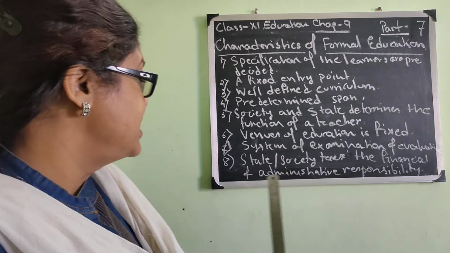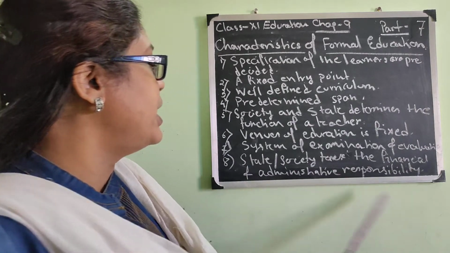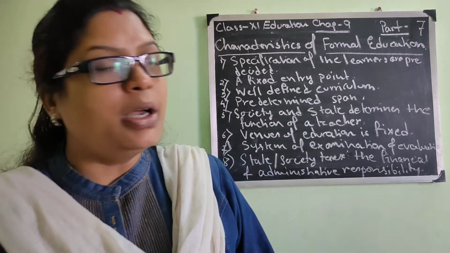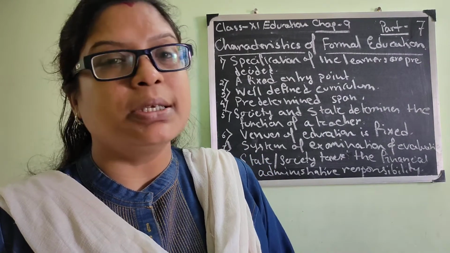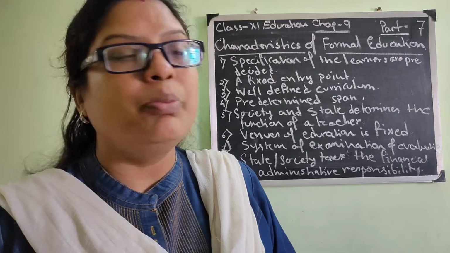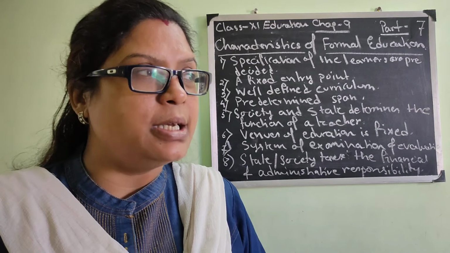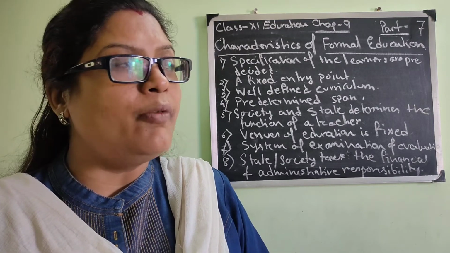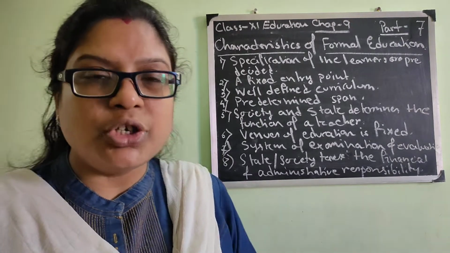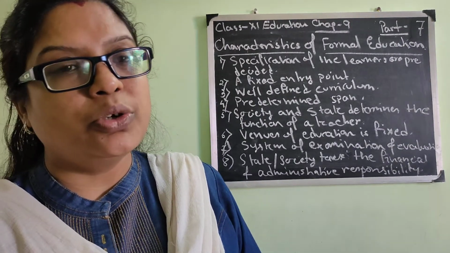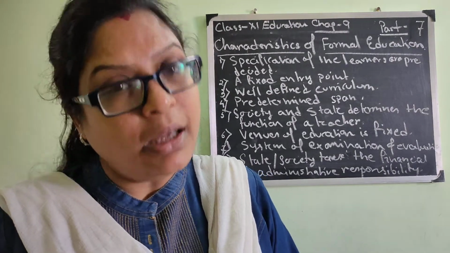Okay, next is the final one. State and society take the financial and administrative responsibility of the institute of formal education. Now there are various types of schools. There are government schools, non-government schools, private schools, whatever you say. So the state or the society takes the responsibility of governing the school, whether the school is going on smoothly, the administration is running well, and also in case of government schools the financial support is provided by the government.